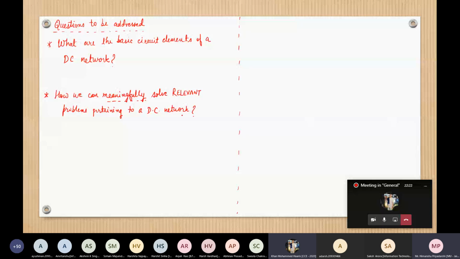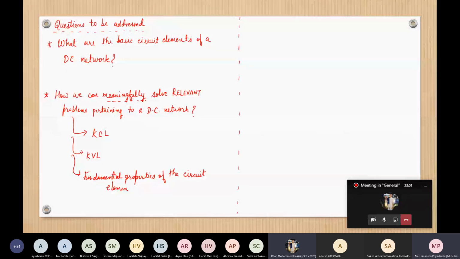Now, the approach which I will be taking is based on fundamentals of physics. What is the approach I will be taking? KCL, KVL, and fundamental properties of the circuit elements, and this will set the tone for our future discussion.